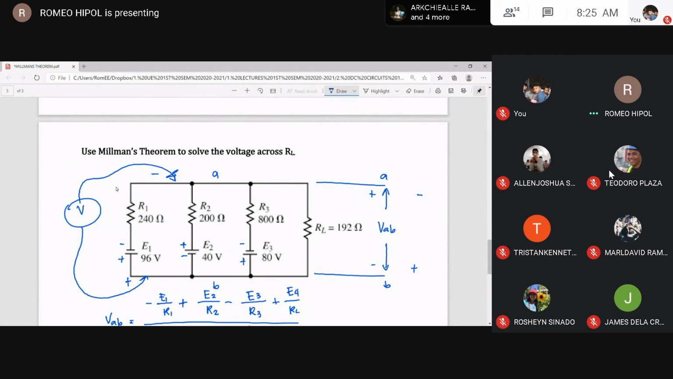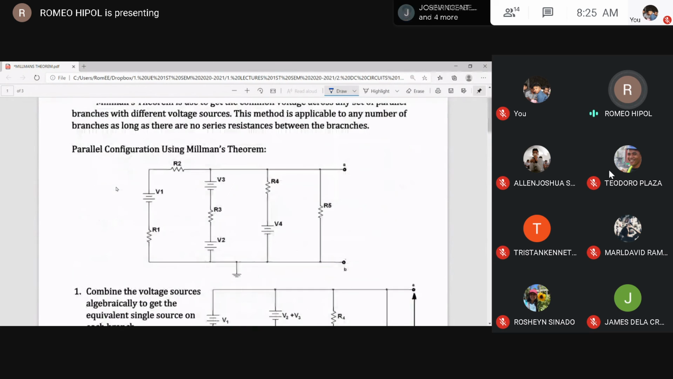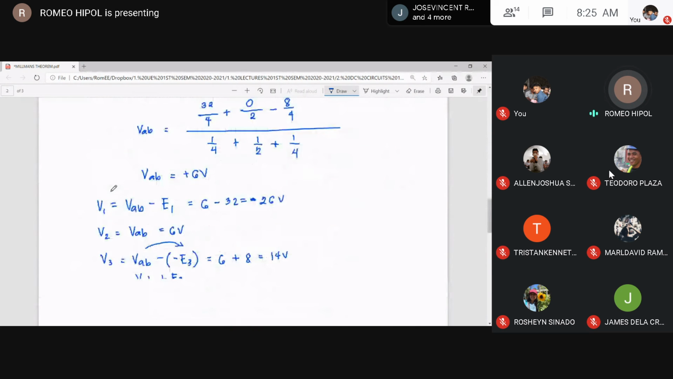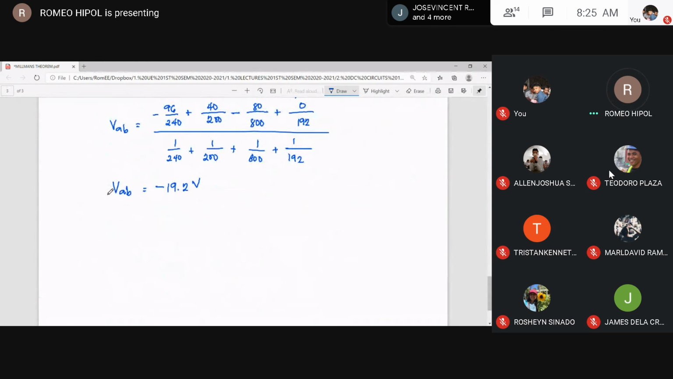Okay? So actually, yung ating sample problem is ito na. For additional info lang yung Millman's theorem. Pero kasama siya sa final exam ha. Okay? So i-post ko na lang din.